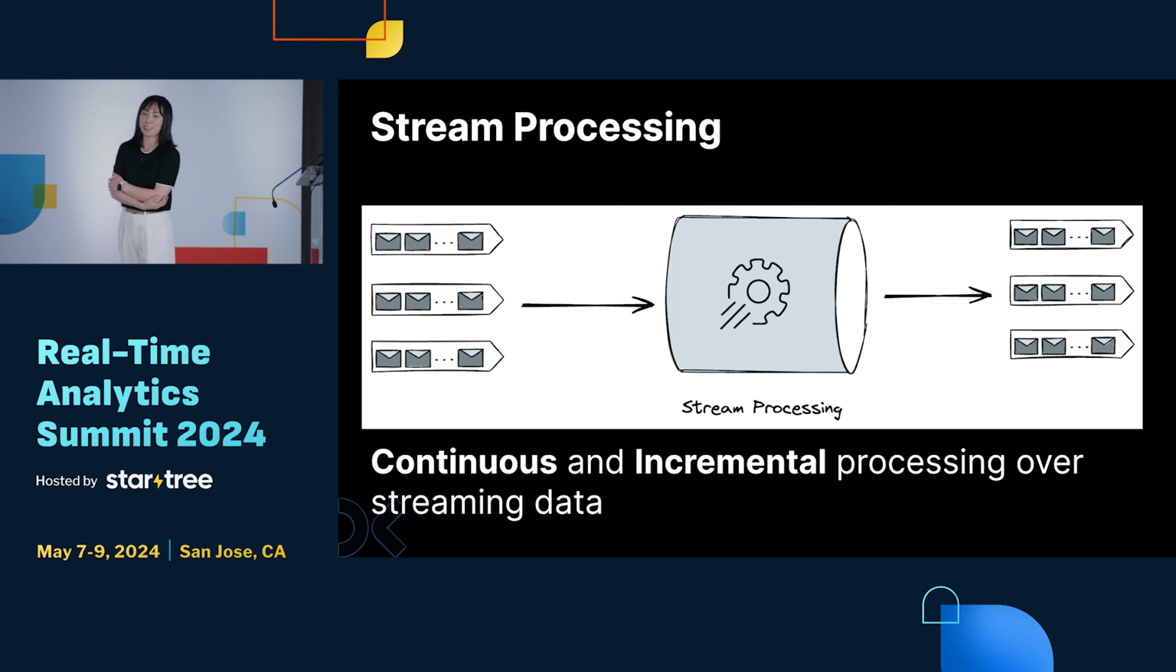Last but not least is stream processing. And I have a lot of words to talk about here. I've been spending my past 6 years doing stream processing. At the core, stream processing provides continuous and incremental processing over streaming data. So in this diagram, you can see as the message is coming to the stream processing engine, it updates its internal model and emits the results in real time per event.